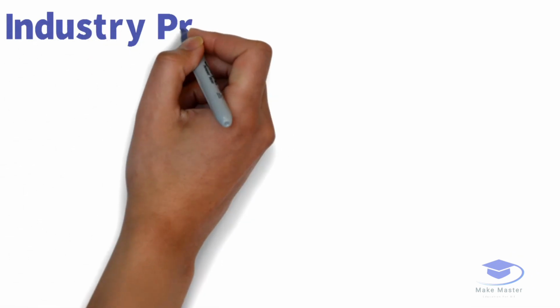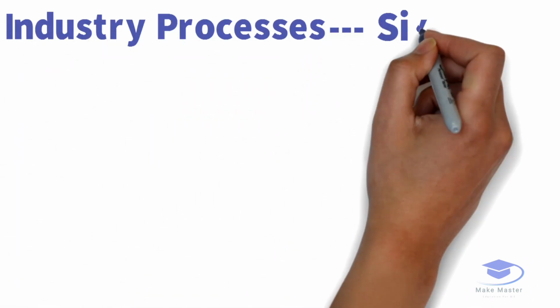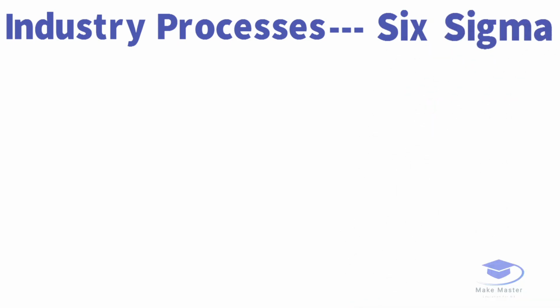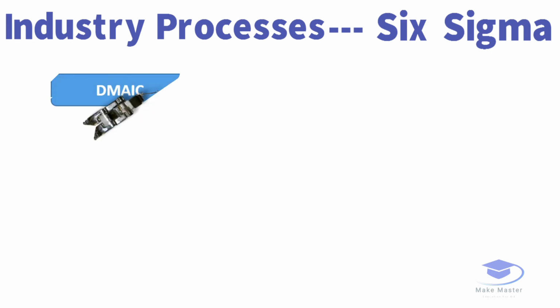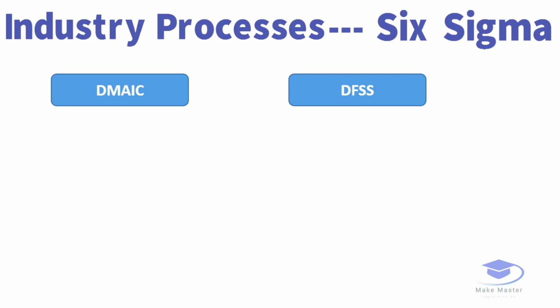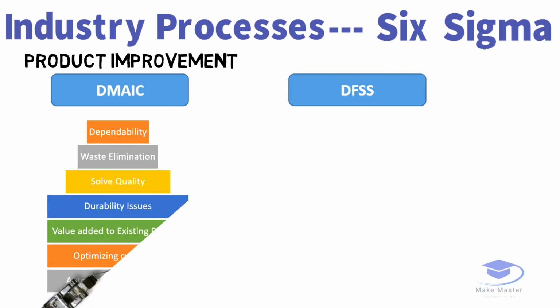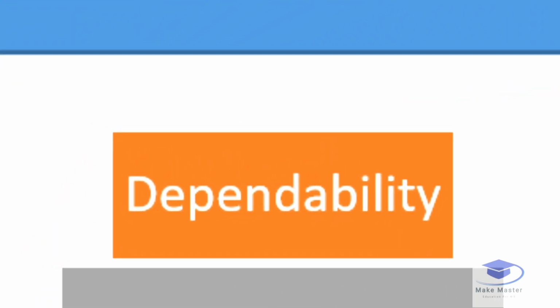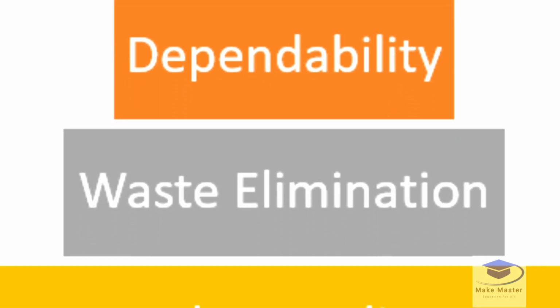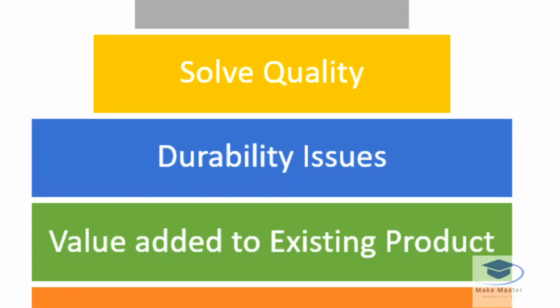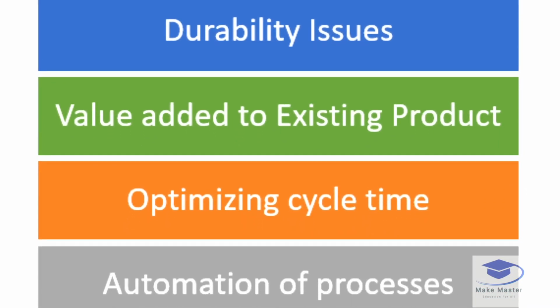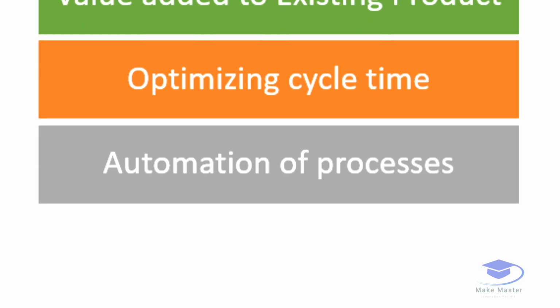The next one is the industry processes related to new product development. Here I'm going to touch a little bit on Six Sigma. In Six Sigma there are two processes. One is DMAIC and another one is DFSS. DMAIC is define, measure, analyze, improve and control, which is related to product improvements. Product improvements are used for dependability, waste elimination, solving quality and durability issues, adding value to existing products, optimizing cycle times, and automation of processes.